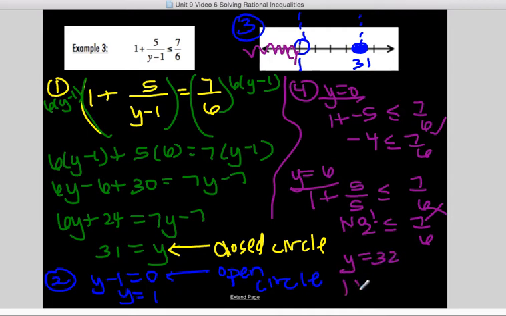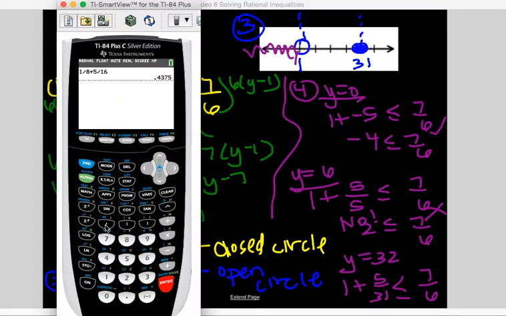So I'd have 1 plus 5 over 32 minus 1, so 5 over 31. Is that less than or equal to 7 over 6? So this is where I'm going to use our calculator. 1 plus 5 divided by 31. Okay, that's the number it is. And then 7 divided by 6 is 1.16 repeating. So if you look, this one is actually bigger.